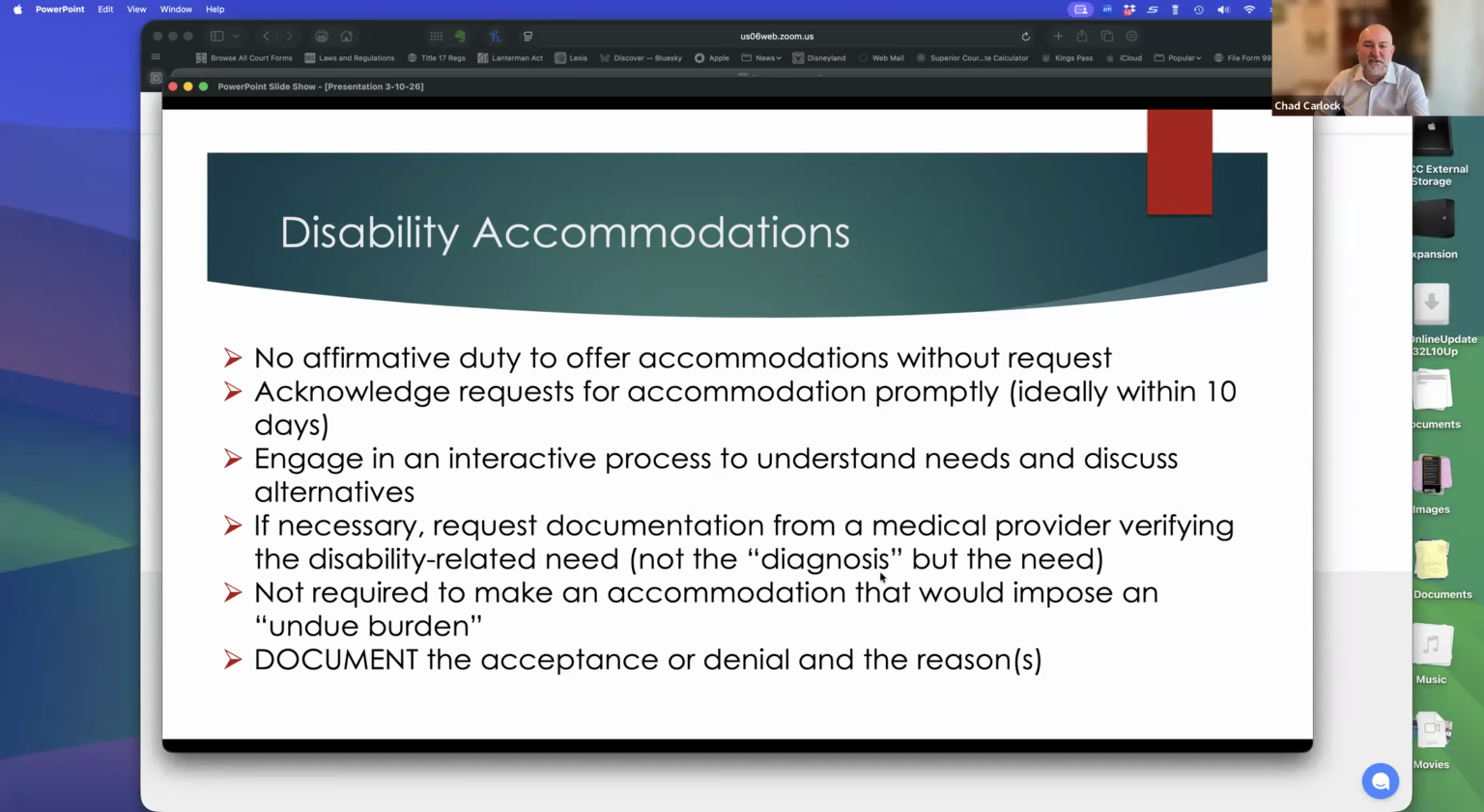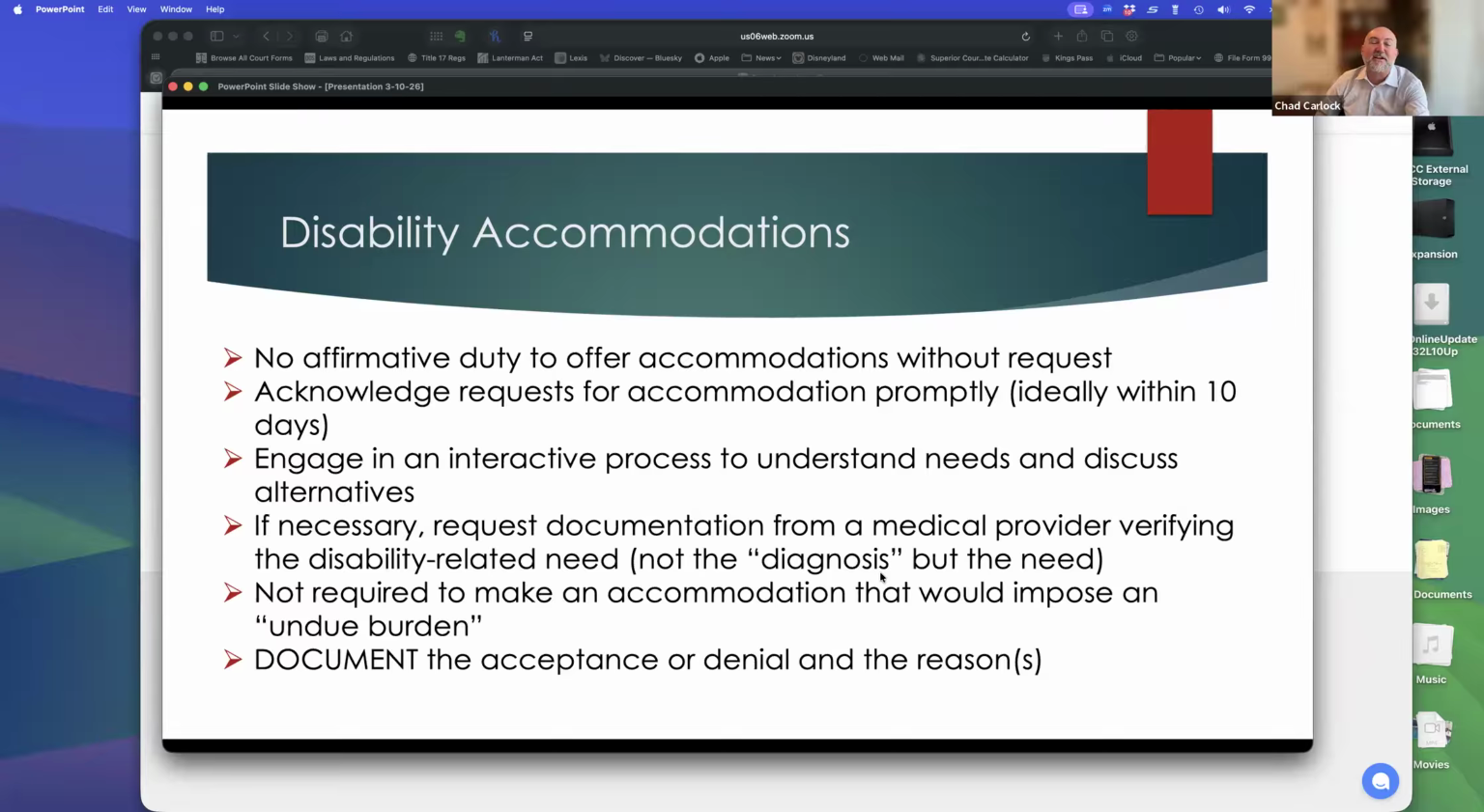A tricky part of this, because you're supposed to be interacting with them and you have to understand their needs, is that the nature of the disability, the diagnosis of that sort of thing, is not supposed to be a part of the interactive process. You can get verification from a medical provider, a treating physician, a psychiatrist, whatever, verifying that there is a disability-related need, but that's different than asking for the medical provider to document what your disability is.